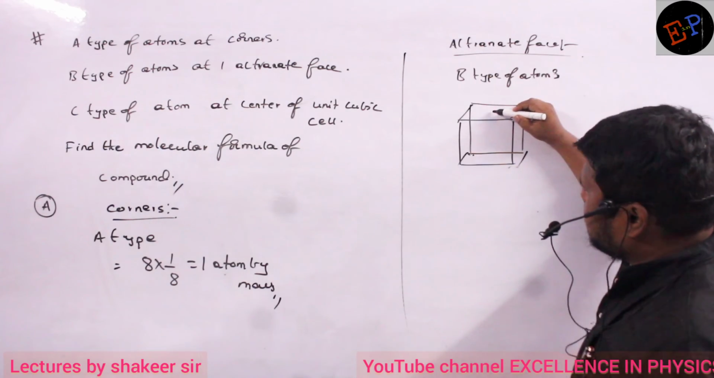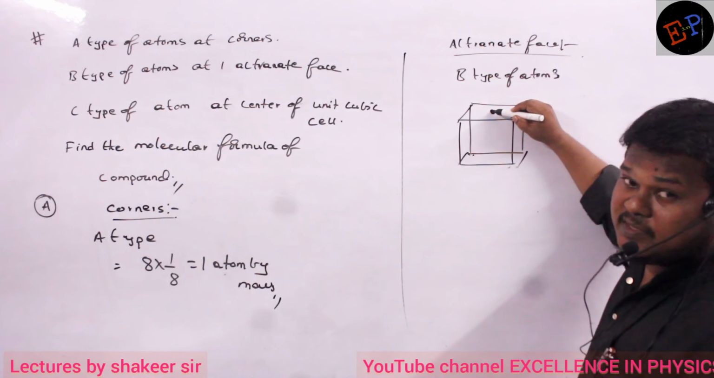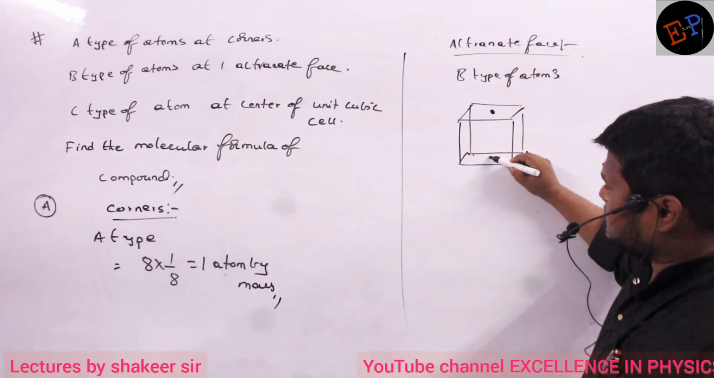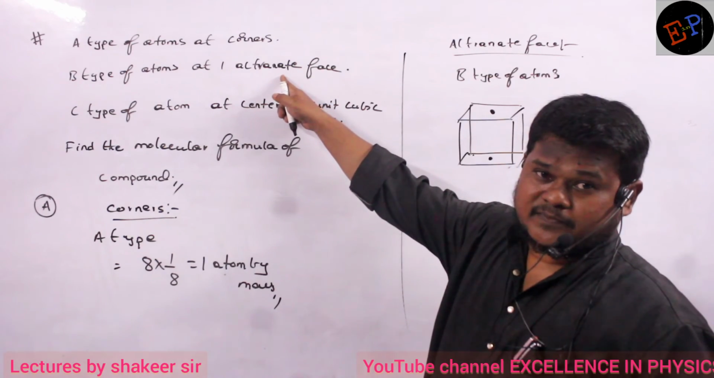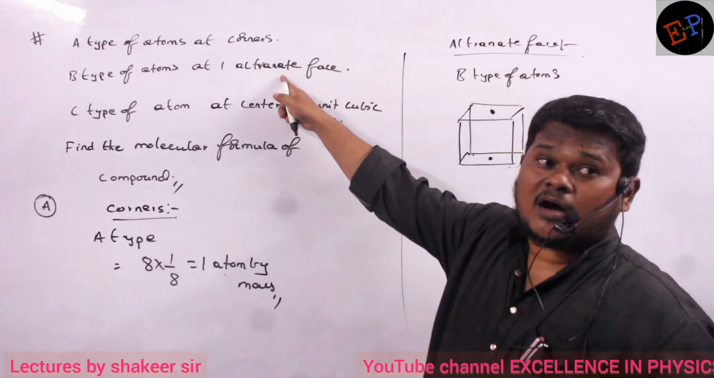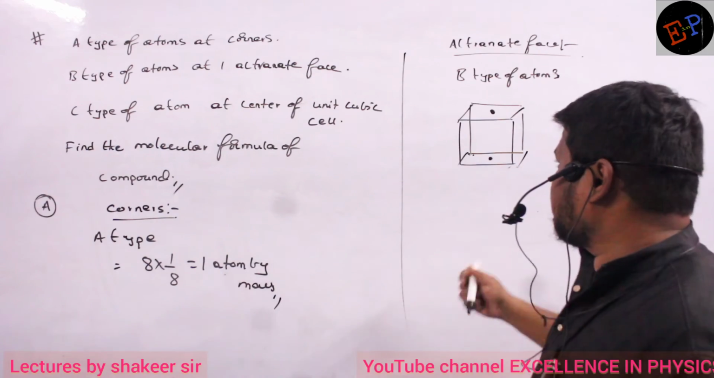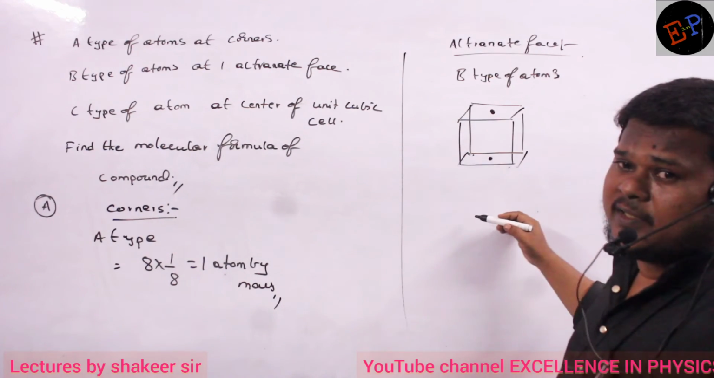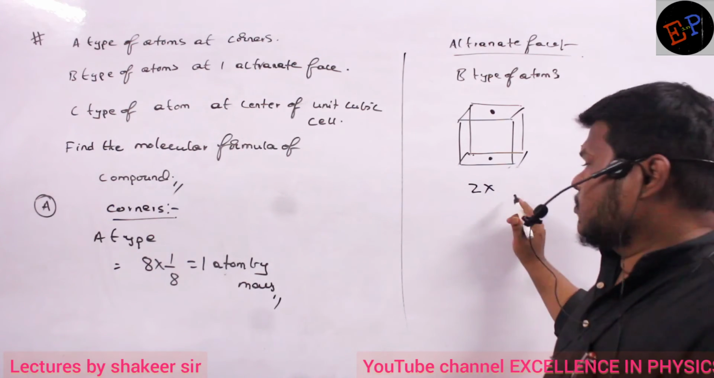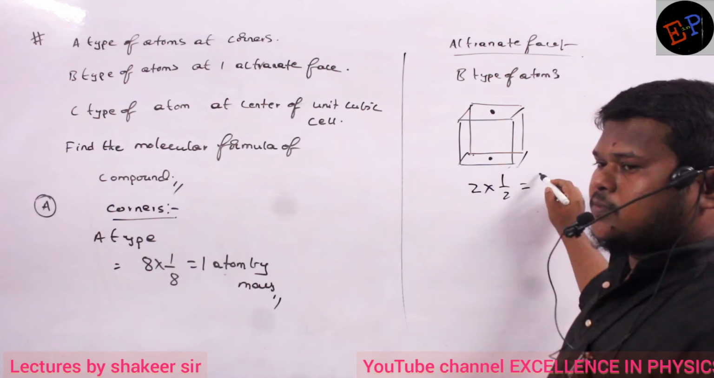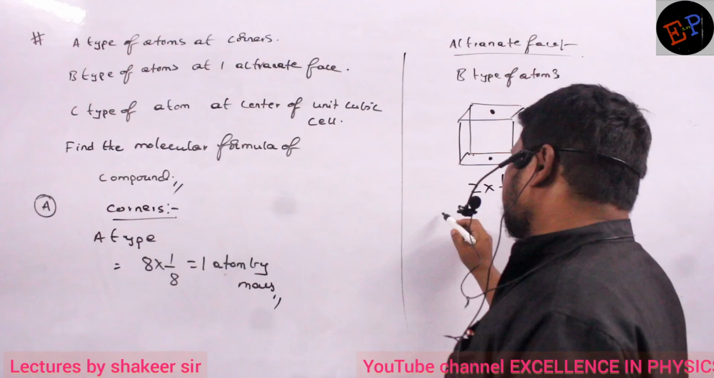So this is one phase. Here there is one atom exactly at the center. This is the exactly opposite phase. So only on one alternate phase. Are you able to understand? So therefore, how many atoms totally? 2 atoms. And what is the contribution of phase atoms? 1 by 2. So 2 into 1 by 2 is 1. Understood, no?